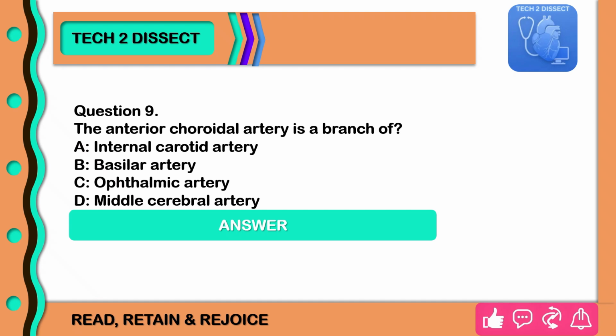Question 9. The anterior choroidal artery is a branch of A. Internal carotid artery. B. Basilar artery. C. Ophthalmic artery.